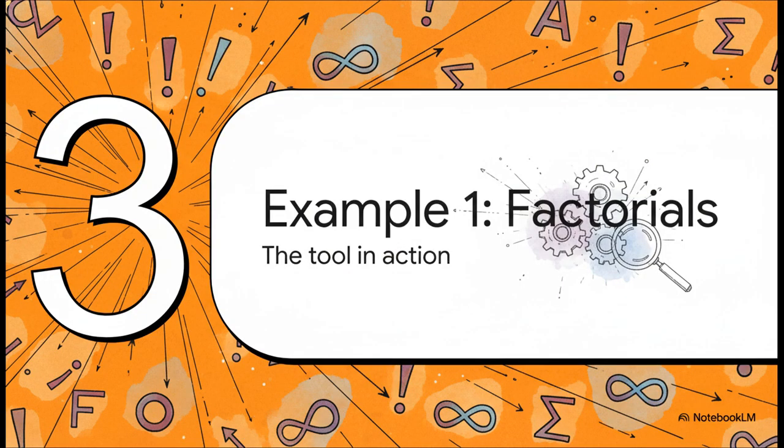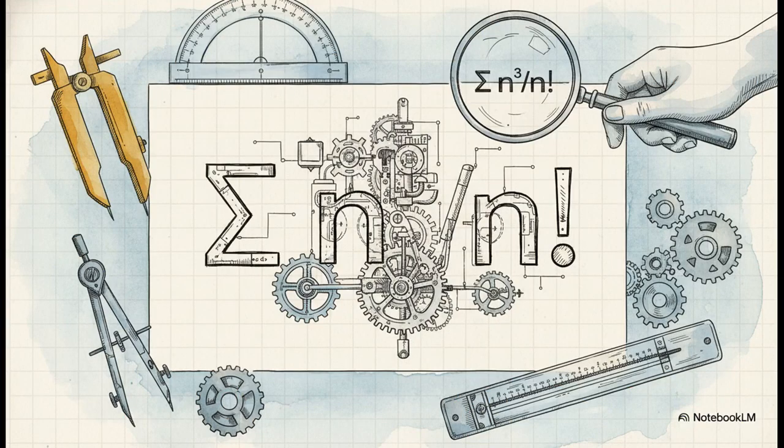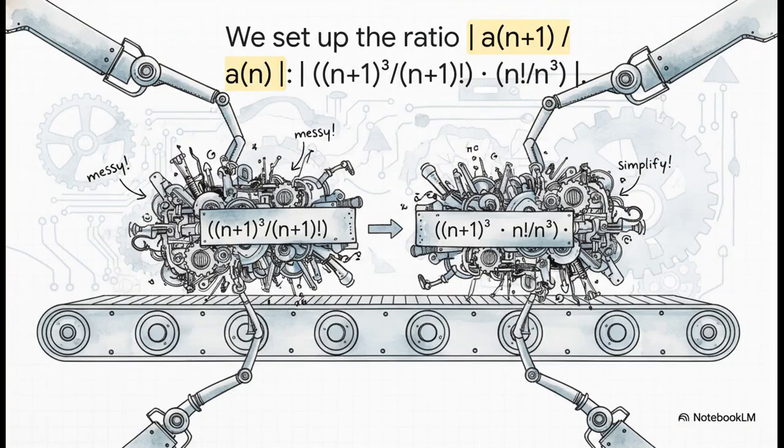All right, enough theory. Let's get our hands dirty and put this tool to work on the exact kind of problem it was built for, a series that's loaded with factorials. Here is our first challenge, the sum of n cubed over n factorial. Let's fire up the ratio test and see what it tells us. So first things first, we set up our ratio. We have the n plus 1 term on the left, and we multiply it by the reciprocal of the original term. Yeah, it looks like a mess right now, but you gotta trust the process.